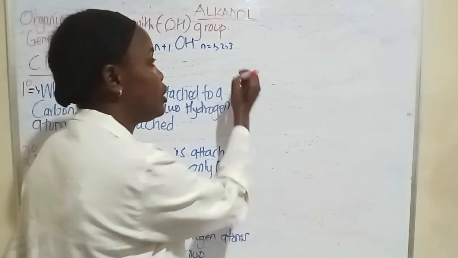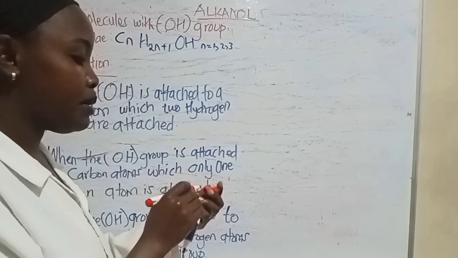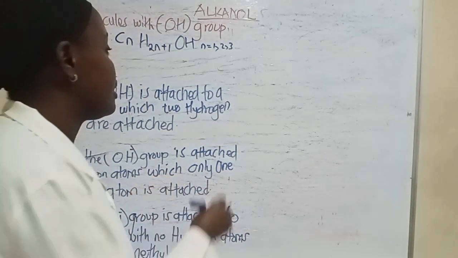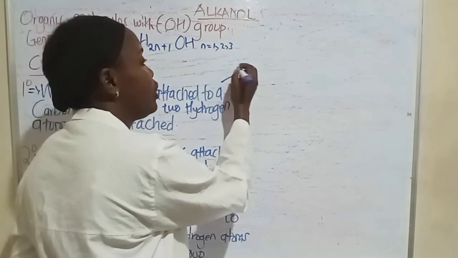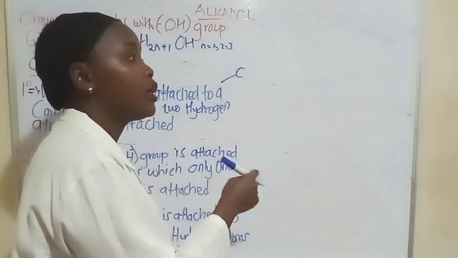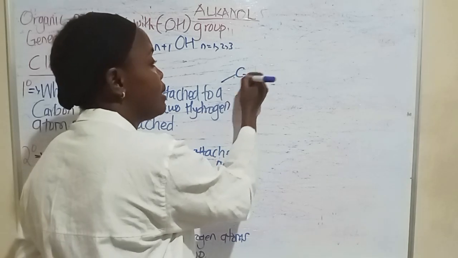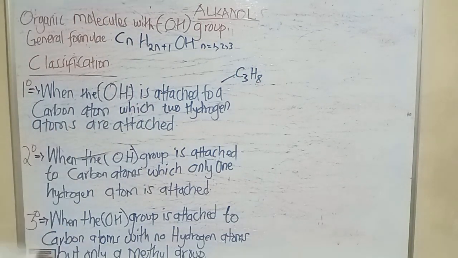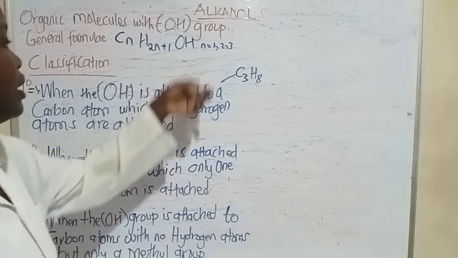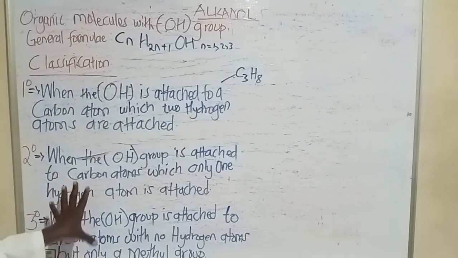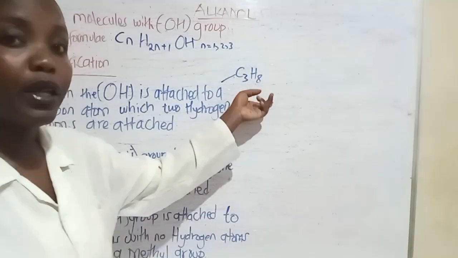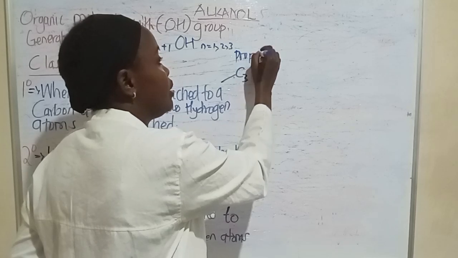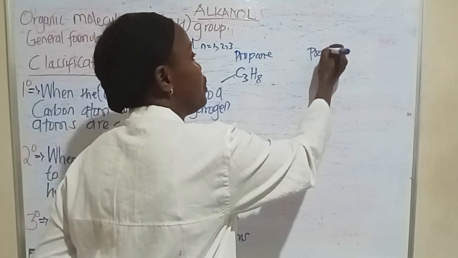The formula of propanol: we said it is propane. Remember, propane in the alkanes is number 3 in its homologous series, so propanol is also number 3. Its formula is C3H8. Let us show the examples of these primary alcohols using propane or propanol. So this is propane, and our propanol is going to be propanol.